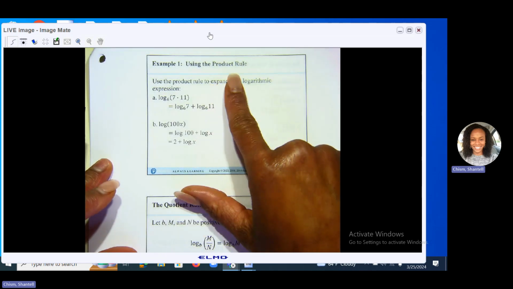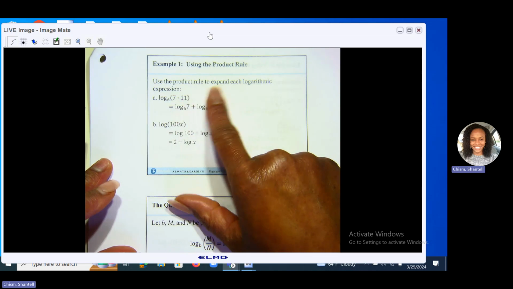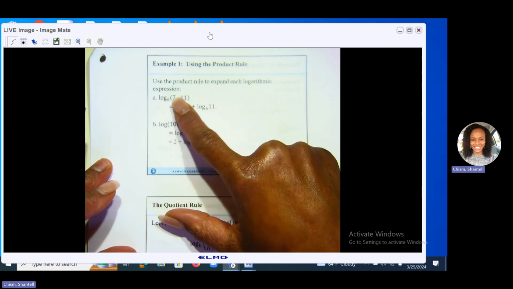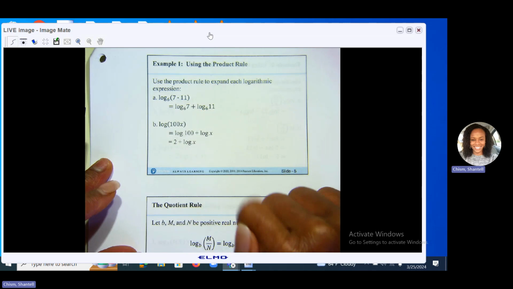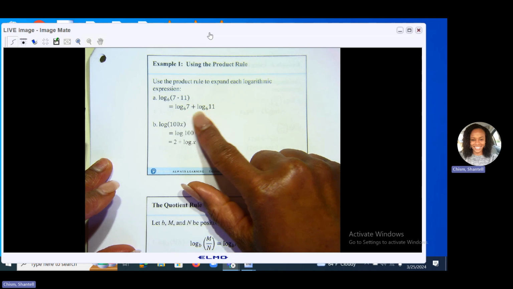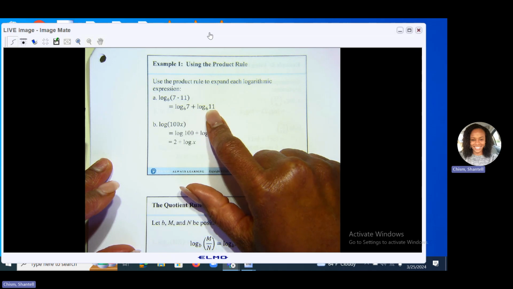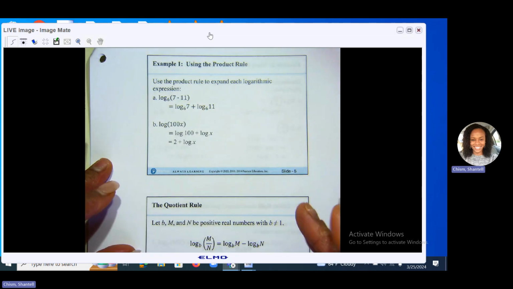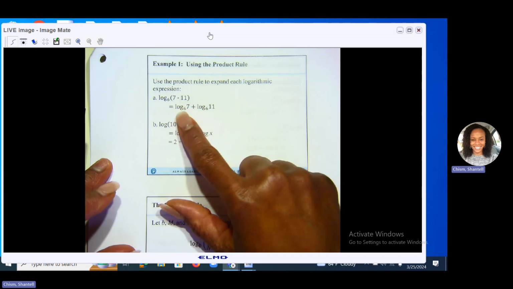So here we're using the product rule to expand. So we've got log base 6 of 7 times 11. Now, keep in mind, once we expand, if we're able to simplify it at that point, we would. And when I say simplify, I mean you're able to take the log, whatever base it is, of that constant. If you're able to do that and get a whole number, then you would go ahead and write it more simply. If not, we would leave it in this form.